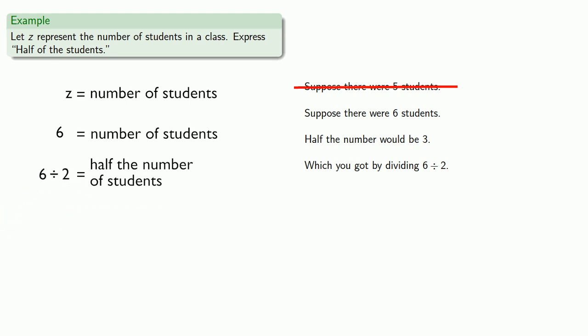Equals means replaceable. So the number of students can be replaced with z. And we'll hide the number of students. So our expression for half the number of students is going to be z divided by 2.